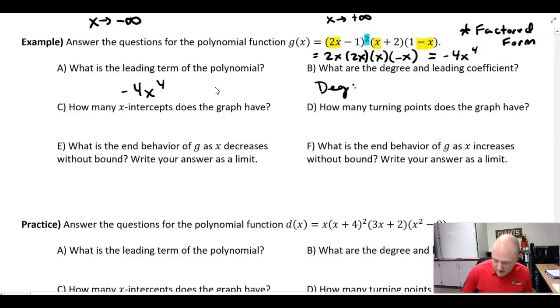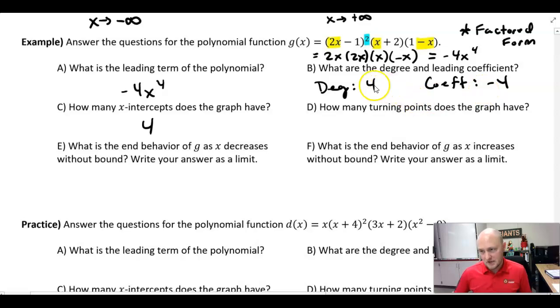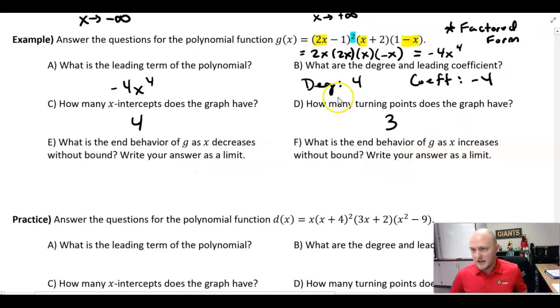Again, my degree here is going to be a positive 4, and the leading coefficient is negative 4. Intercepts will match the degree, so again, 4. Turning points is 1 less, 3. And then my end behavior is again based upon that leading coefficient. My leading coefficient is negative, so the right side's going down. Again, we look at this first. Positive or negative? Right side's going down. Secondly, even or odd. This one's even, so that means the left side matches. That one's going to go down.